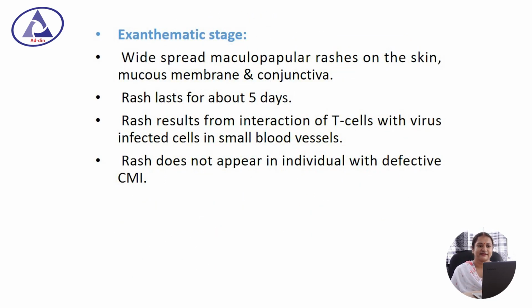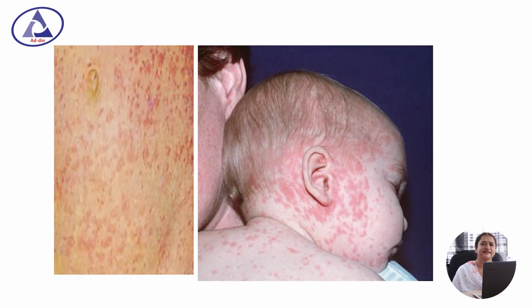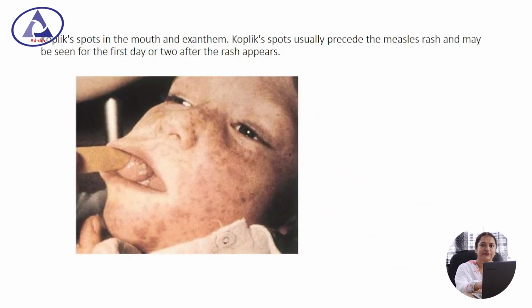Exanthematic stage, where the rash occurs. Here, widespread maculopapular rashes appear on the skin, mucous membrane and conjunctiva and last for 5 days. The rash results from interaction of T cells with virus infected cells in small blood vessels. The rash does not appear in individuals with defective cell mediated immunity. Here is a picture showing the classical rashes produced in measles virus infection. Here I am showing you the Koplik spot situated just opposite the second molar teeth in the buccal mucosa.